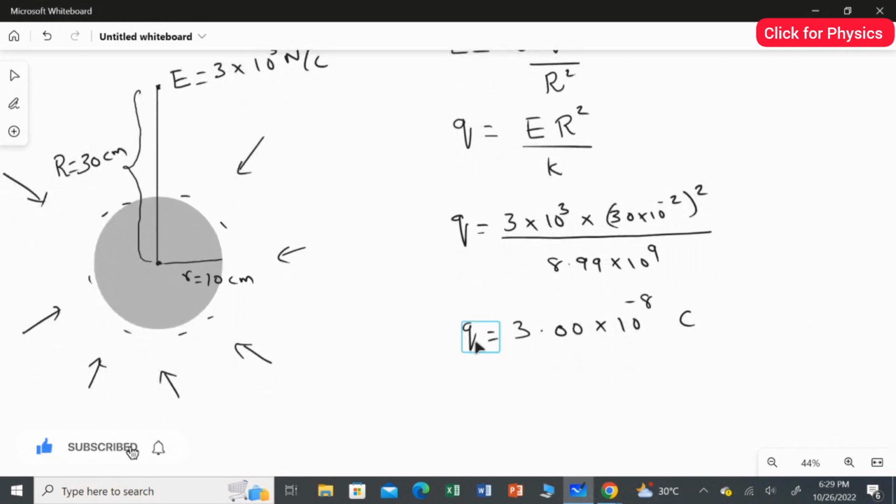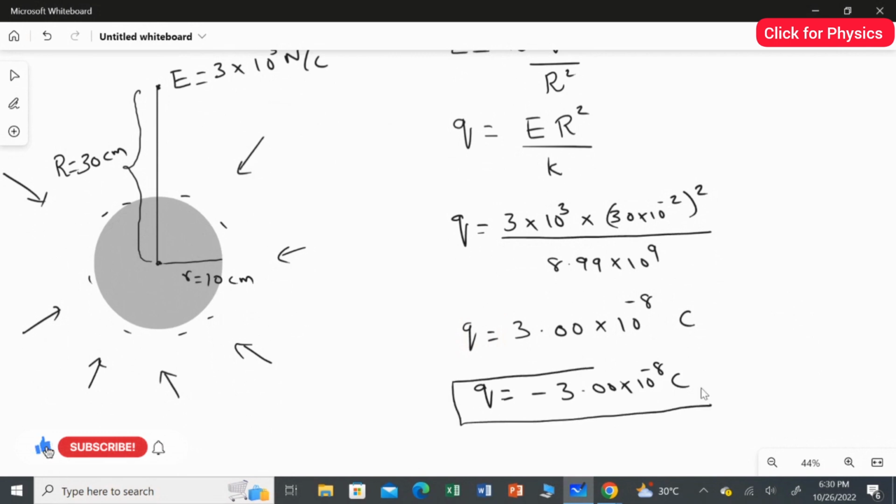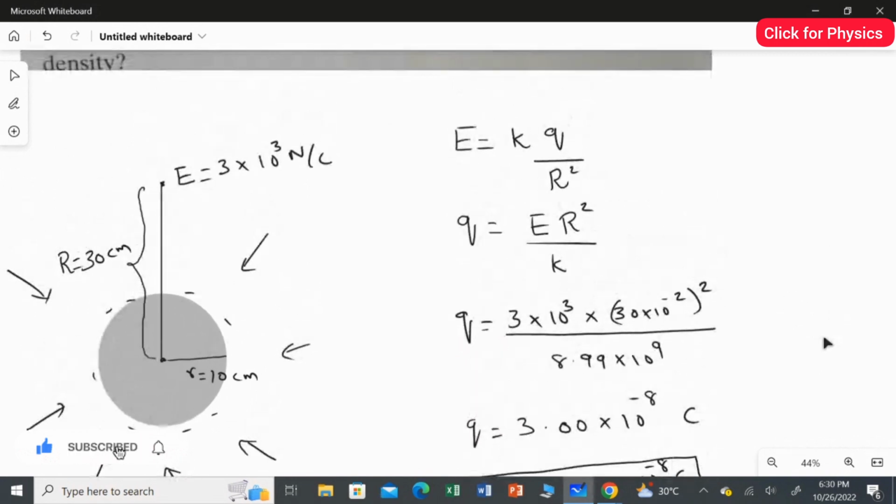But now we have to mention what should be the sign of the charge. As we already discussed, the field lines are in the radially inward direction. So what charge is exactly sitting on the sphere? The negative charge. So what should be our answer in terms of mentioning the charge? It is a negative charge, that is nothing but Q, which is equal to minus 3.00 multiplied by 10 to the power of minus 8 Coulomb. Understand? So this is the answer for the first part.